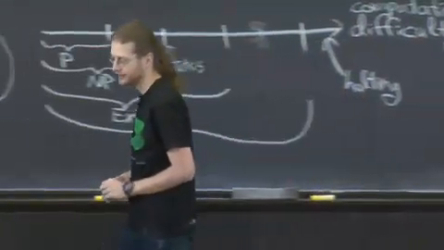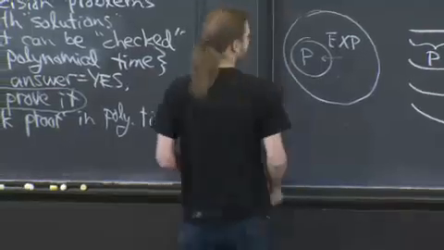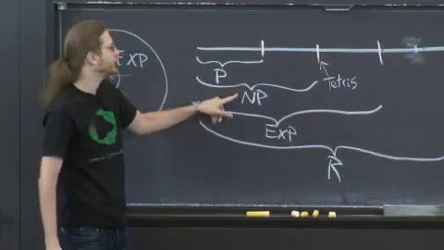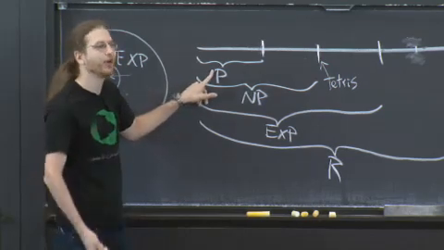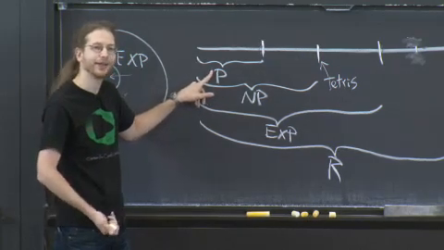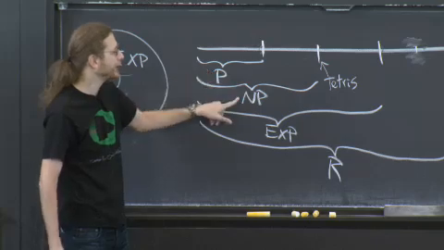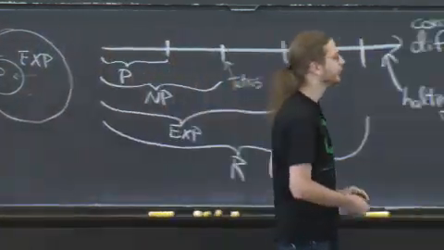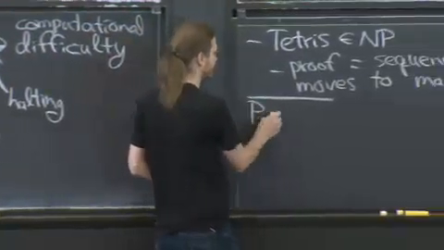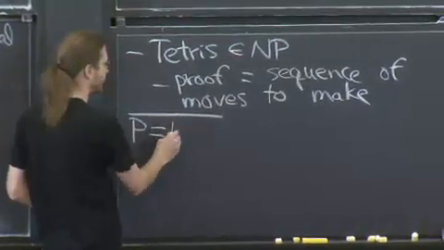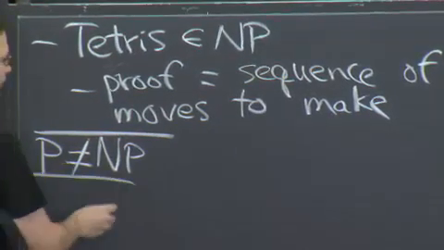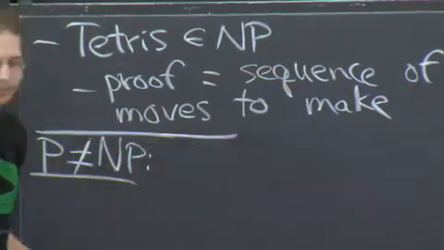That's Tetris. And every problem that you can solve in polynomial time, you can also, of course, check. Because if you could solve it in polynomial time, you could just solve it and then see, did you get the same answer that I did? So P is inside NP. But the big question is, does P equal NP? And most people think no, P does not equal NP. Most sane people.